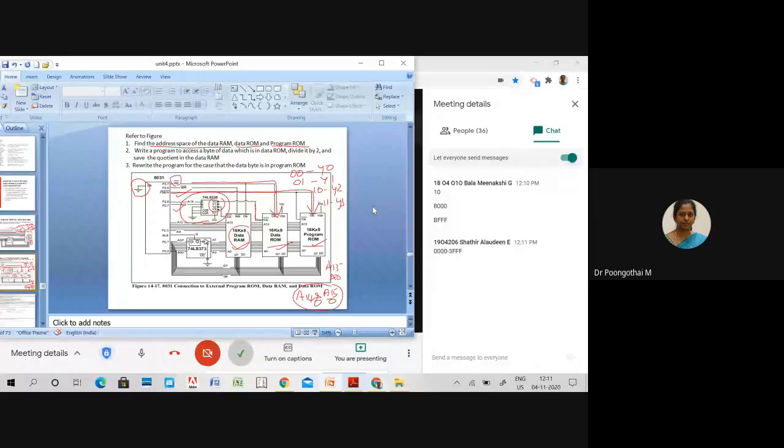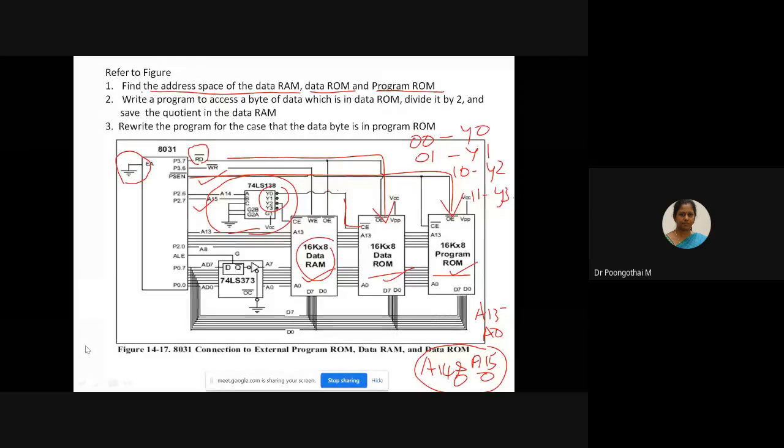Okay. So what about the 16K cross 8 program ROM? In that case, A15 and A14 are ignored, and A13 to A0 will be 0 for your starting address, and for calculating the end address, A13 to A0 will be 1. So what is the address? One second.